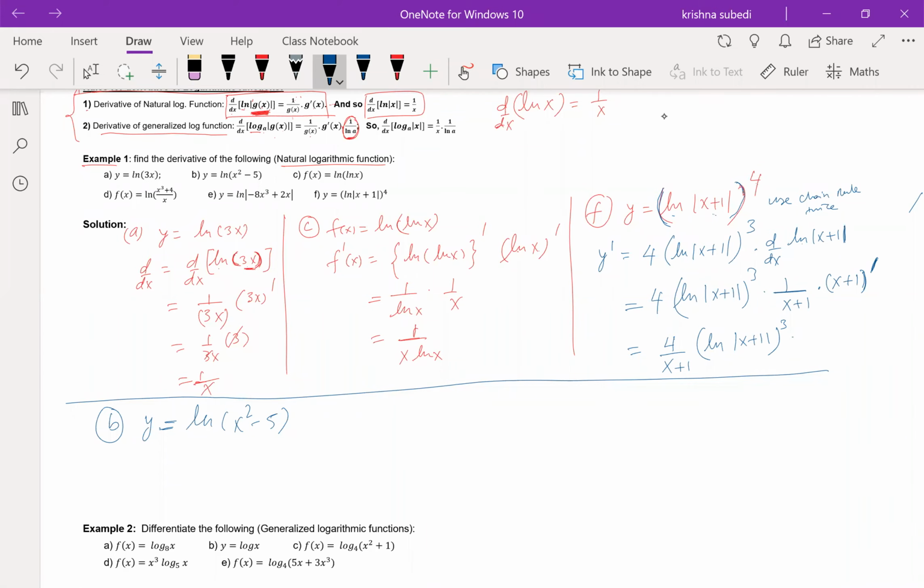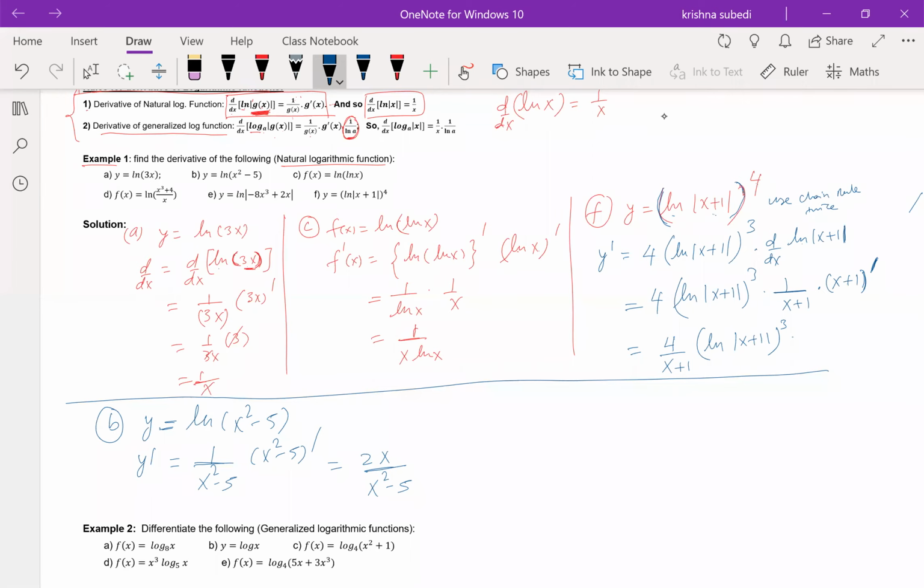So then the derivative will be y prime, which is 1 over x squared minus 5, and then we need to find the derivative of x squared minus 5, which gives me 1 over, that will be 2x. So 2x over x squared minus 5.